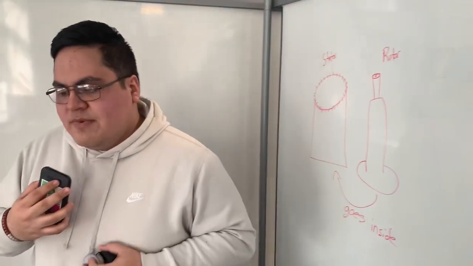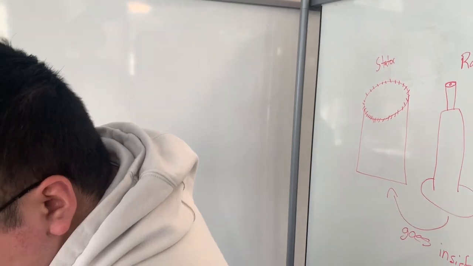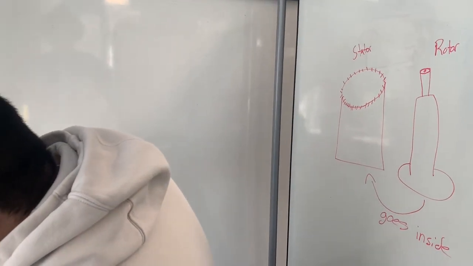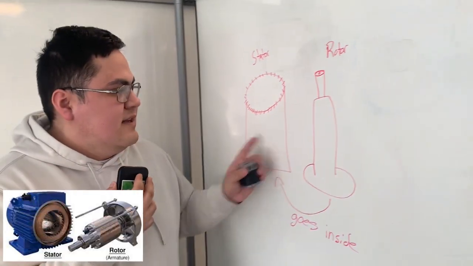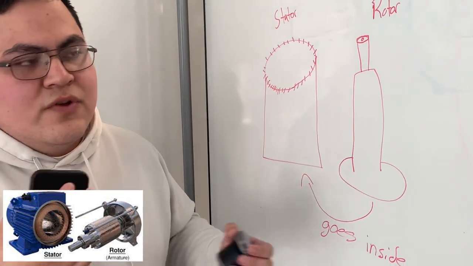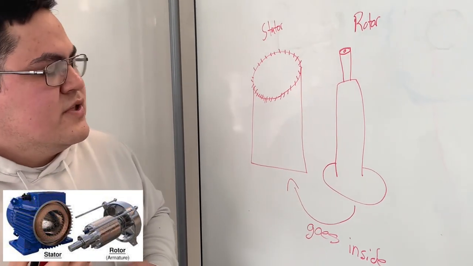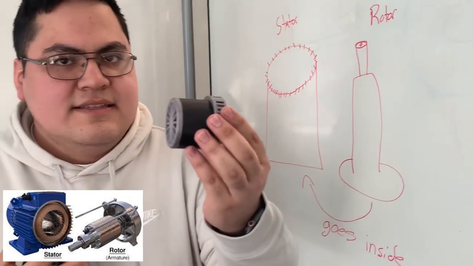So let's get some terminology down. I originally called this just a shell. It is more than just a shell. It actually has a name. It is called the stator. It is where the coils and stuff will be wrapped around. Braden will touch more on that later, but basically, this is the stator.